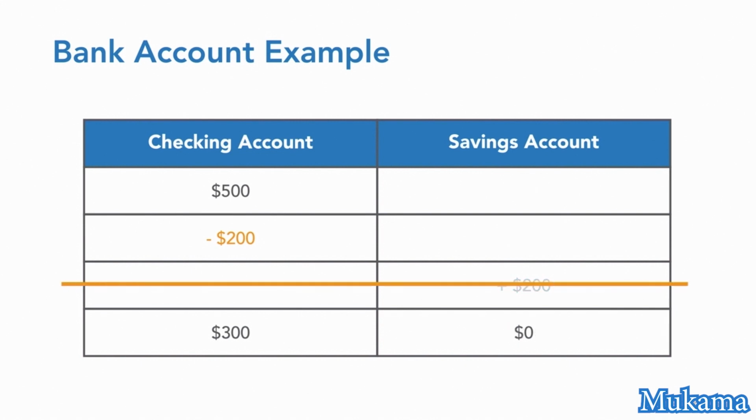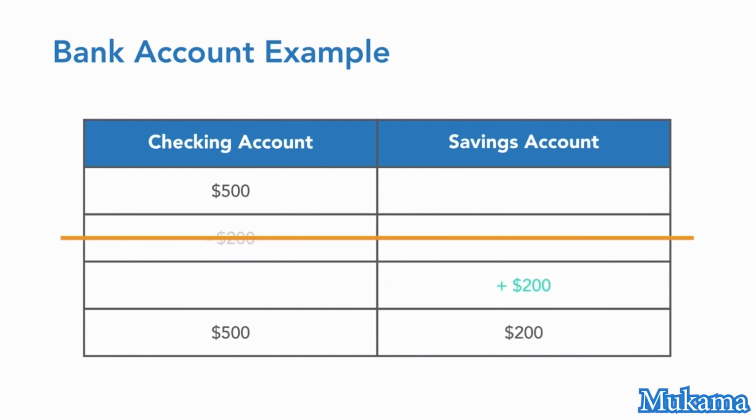For instance, if the deduction from checking happens but the addition to savings did not, the total across both accounts would be £200 short. Or the other way around, if the addition to savings was successful but the deduction from checking was interrupted, then £200 would seem to have appeared out of thin air. Obviously, neither outcome is acceptable.